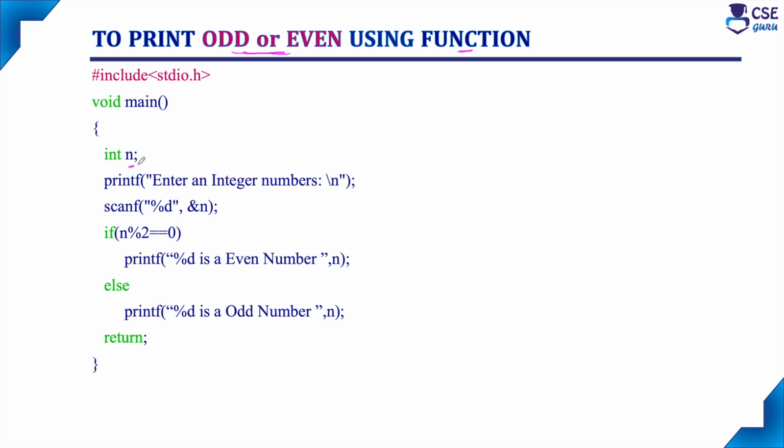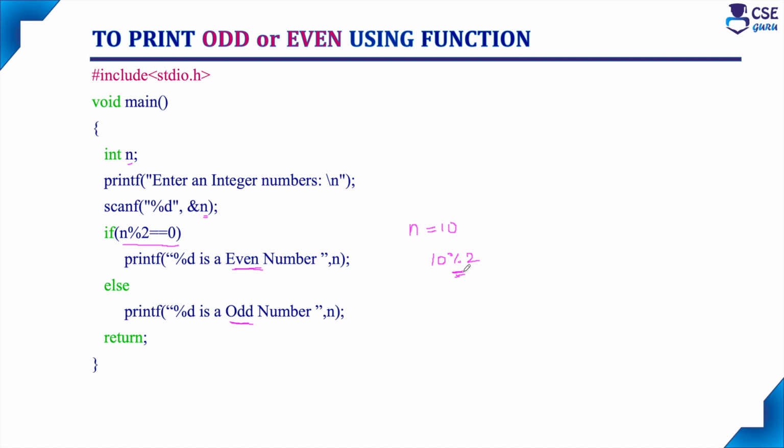Here n is the integer variable we have declared, and we enter the n value and store it in the variable. So if n % 2 is equal to 0, print that the given number is an even number. Otherwise, print that the given number is an odd number. For example, if the user gives the n value as 10, then 10 % 2. This percentage sign represents the modulus operator.